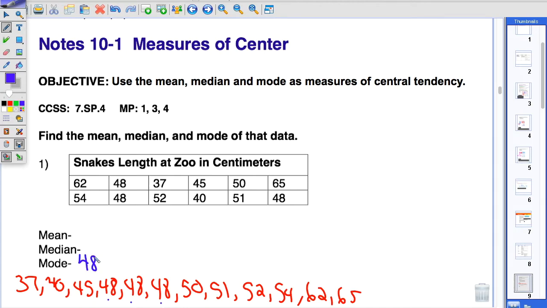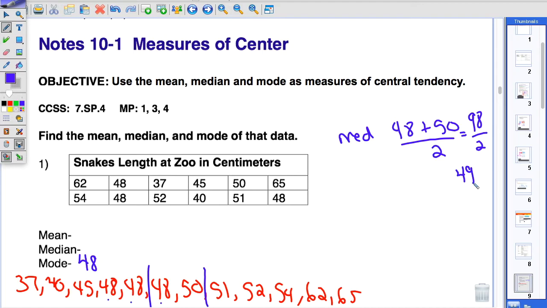The next easy thing to look for is your median because you're only dealing with either two middle numbers if you have an even amount of data or one middle number if you have an odd. Since we have an even amount of data, our two middle numbers would be your sixth number, which is the last 48, and your seventh number, which is 50. So to find the median, we add 48 plus 50 together and divide it by 2. 48 plus 50 gives you 98. When you divide 98 by 2, you get 49. So your median is 49.